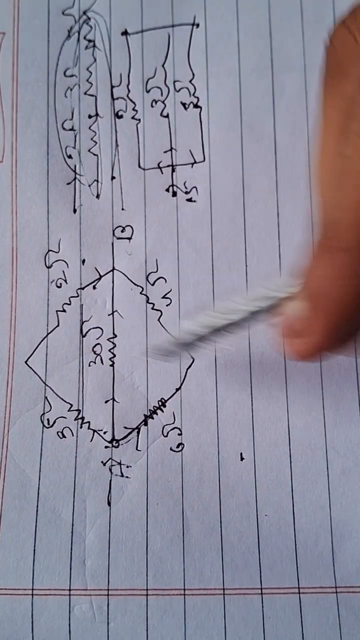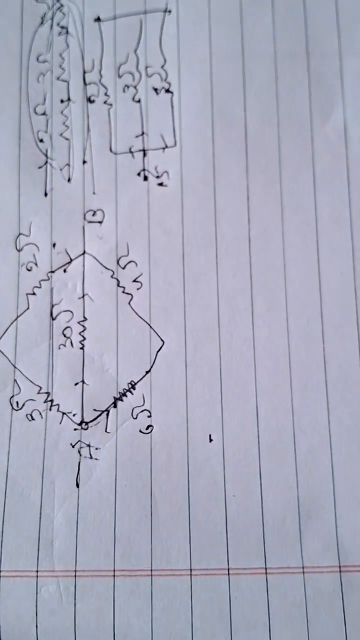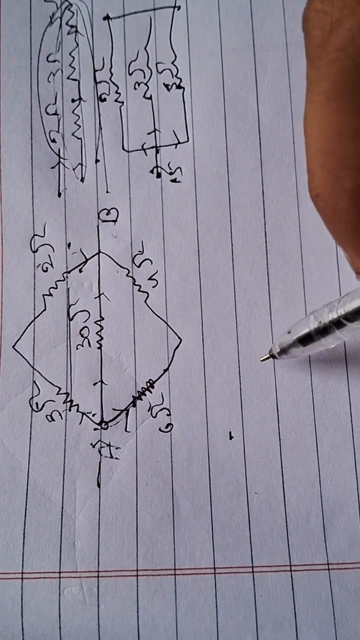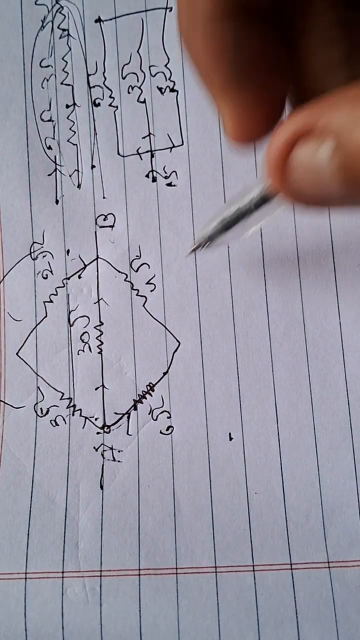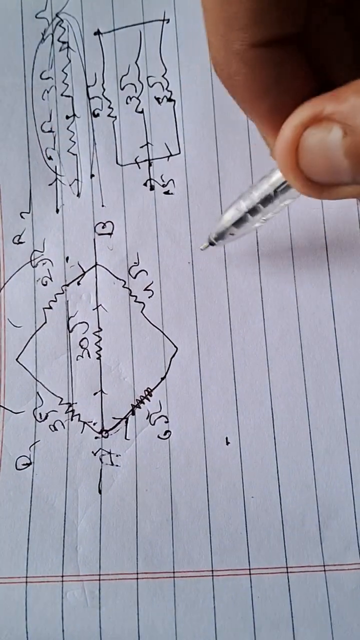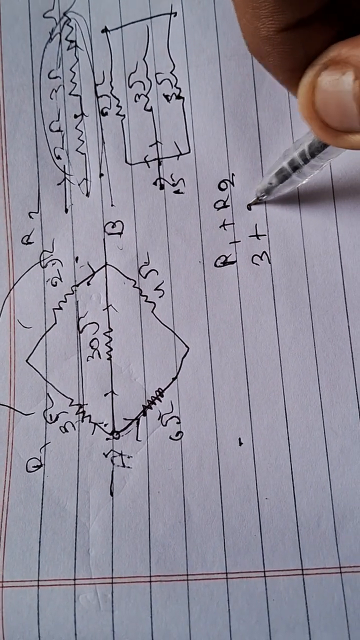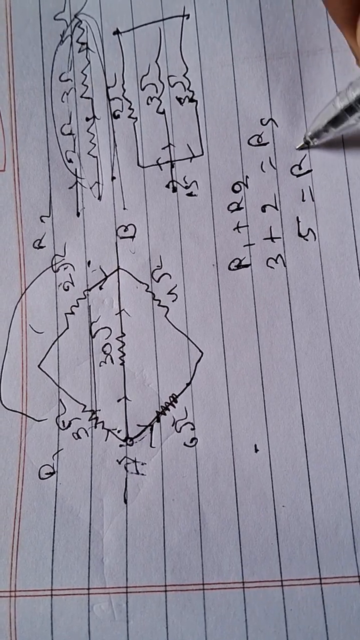So let me draw this. The current is entering, the same amount of current is going, these are in series. Similarly these are in series, so let me draw the modified version. Now these are in series, so what will happen? Let us consider R1 and R2. R1 plus R2, what is it? This is 3 plus 2, equal to R in series. We got 5 ohm as R in series.